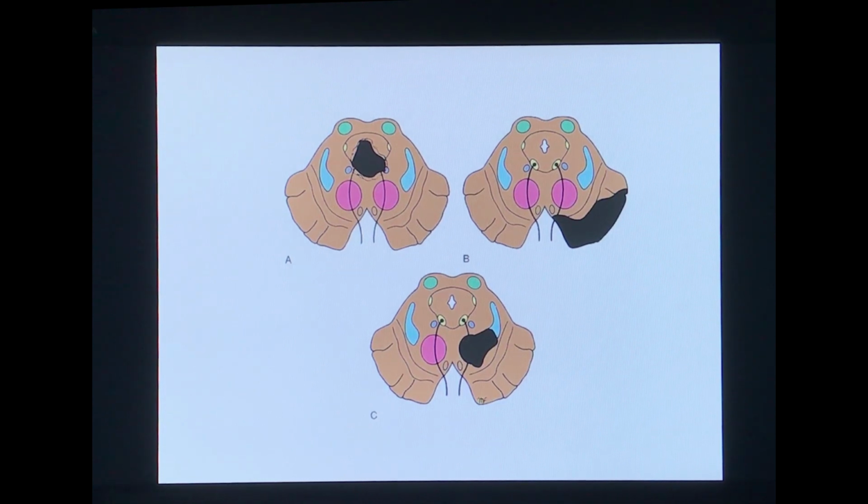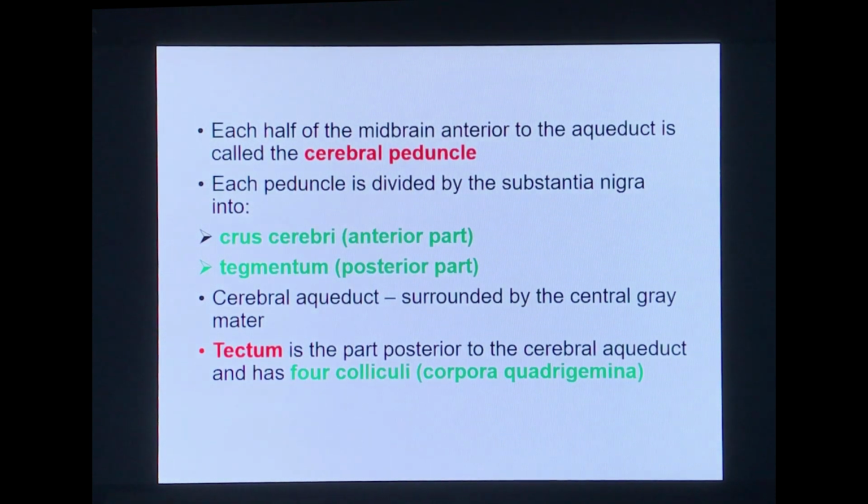So first let us know the normal internal features of the midbrain. Each half of the midbrain anterior to the aqueduct, as I have already mentioned, is called a cerebral peduncle. Each peduncle is subdivided into 2 parts by the substantia nigra, which is a pigmented area. The substantia nigra subdivides the cerebral peduncle into two parts. The anterior part is called the crus cerebri and the posterior part is called the tegmentum.